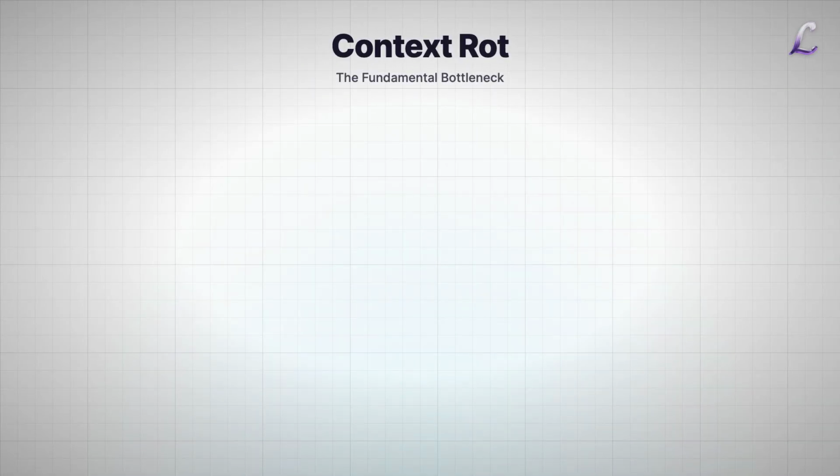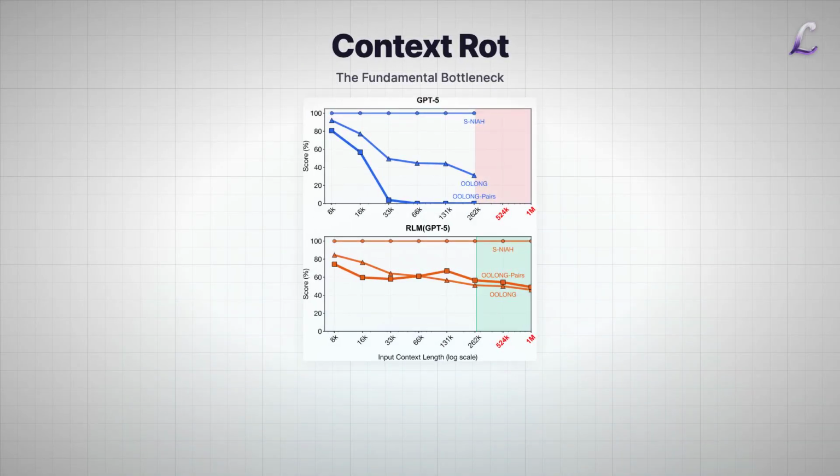Every ML researcher has hit this wall. You give a frontier model a long prompt, and it breaks. Not with an out-of-memory error, but by degrading into incoherence.